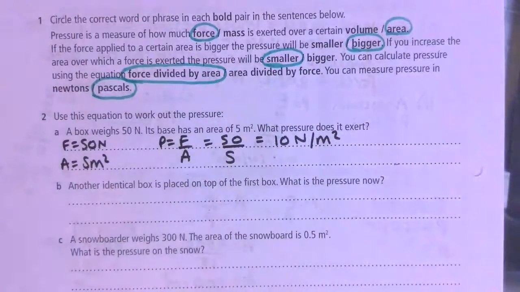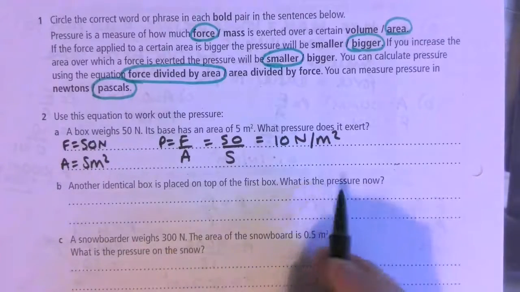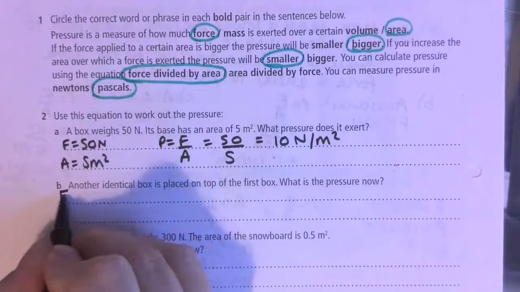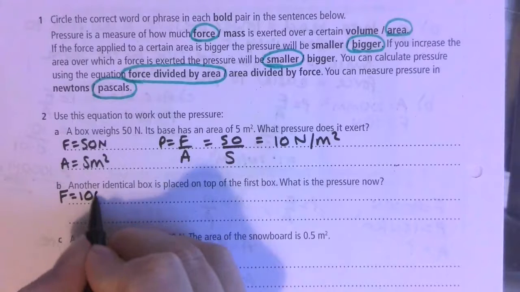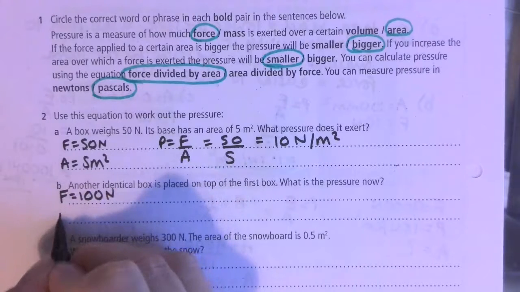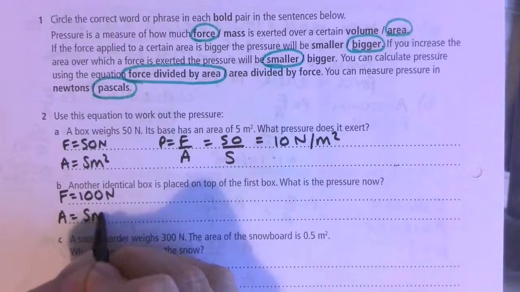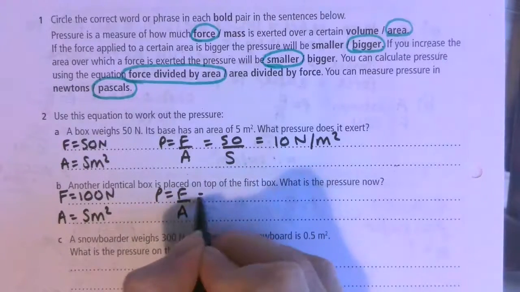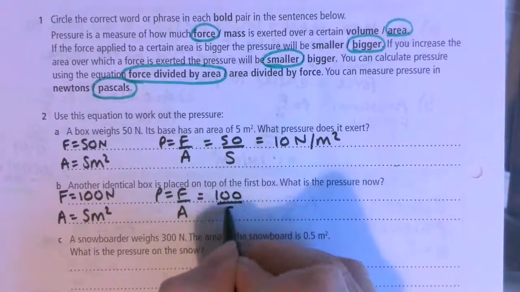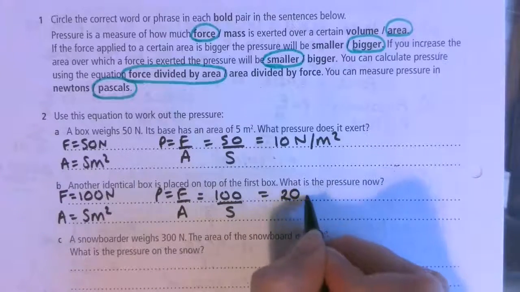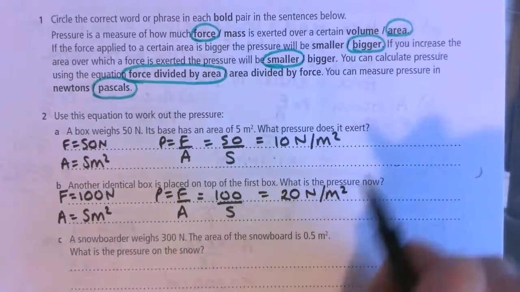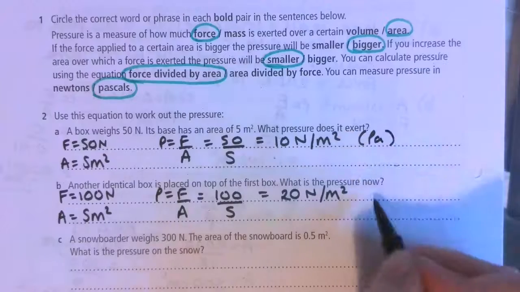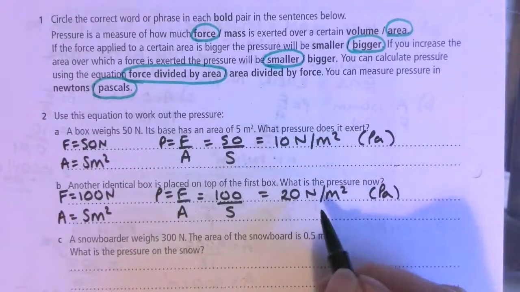B. Another identical box is placed on top of the first box. What's the pressure now? So if there's another one on top, the force is going to have doubled. So it's going to be 100 newtons. But if it's sitting on top of it, the area is still going to be the same, so 5 metres squared. So pressure is force over area. 100 over 5 is going to give us 20 newtons per metre squared. Or you could have had pascals for your units in either of these because it's the same as newtons per metre squared.